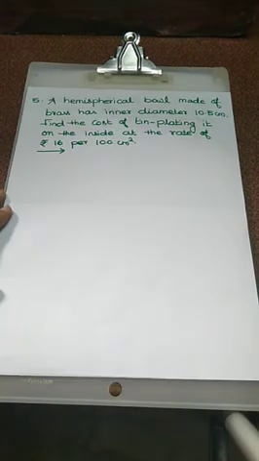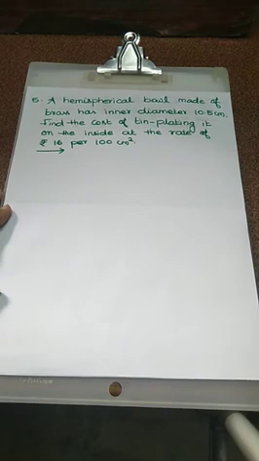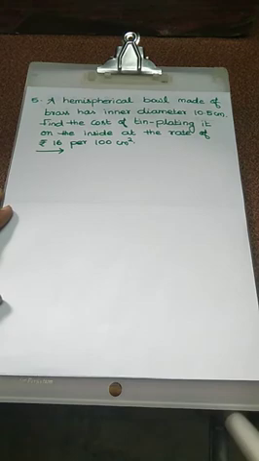Next problem. A hemispherical bowl made of brass has inner diameter 10.5 cm. Find the cost of tin plating it on the inside at the rate of rupees 16 per 100 cm square. Here the diameter of the bowl is given. Next we calculate the radius of the bowl. Then first we calculate the inner surface area of the hemispherical bowl. The cost of painting value is given, that is 100 cm square equal to rupees 16. Then finally we have to multiply the value with 16.